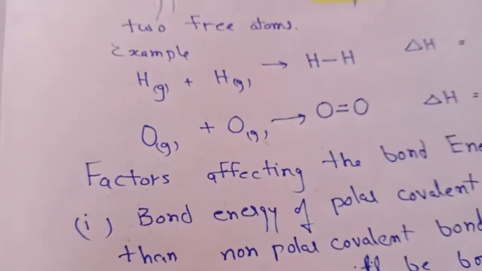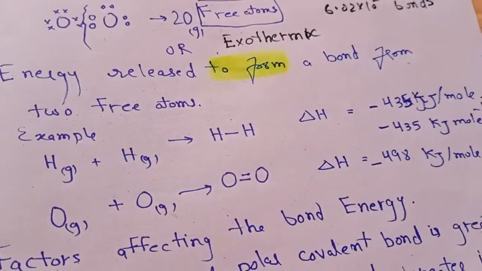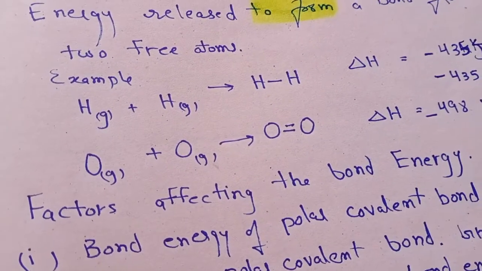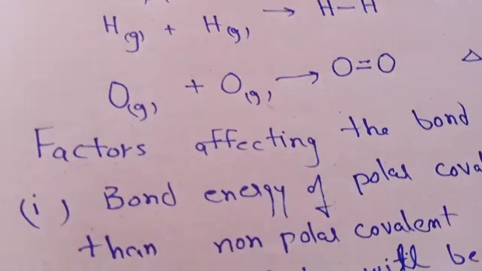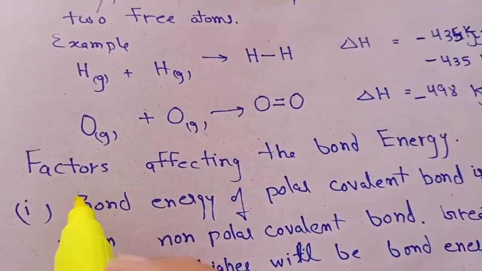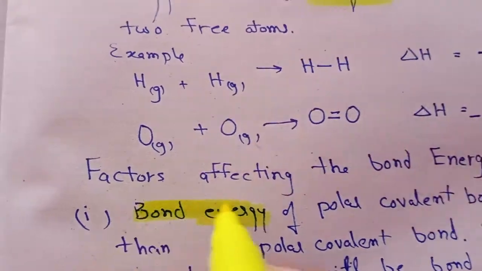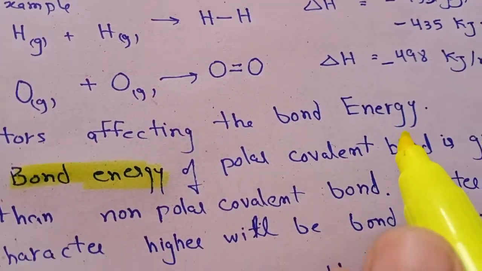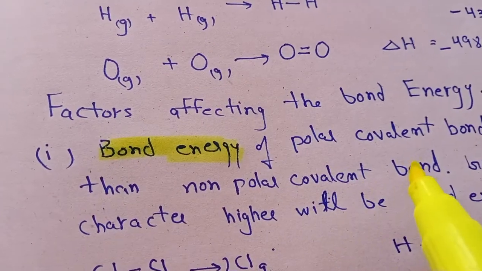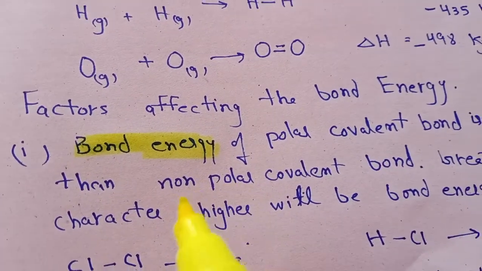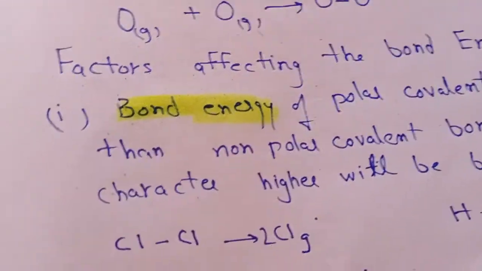Now here we have to discuss the factors affecting the bond energy. There are so many factors which will affect the bond energy. One factor, as we discussed in the dipole moment, is that the bond energy of a polar covalent compound is greater than that of a non-polar covalent compound.